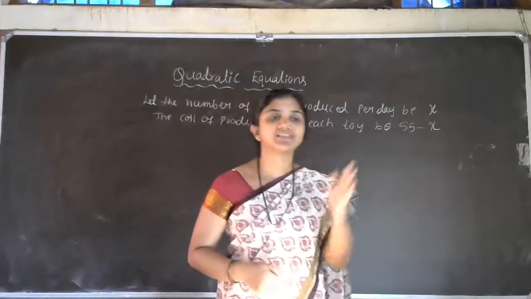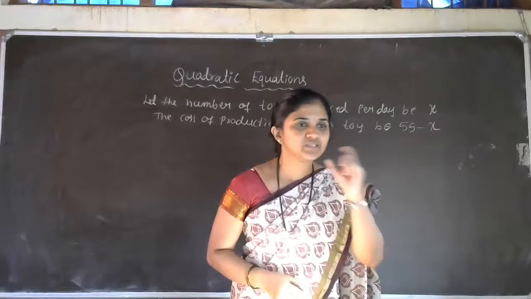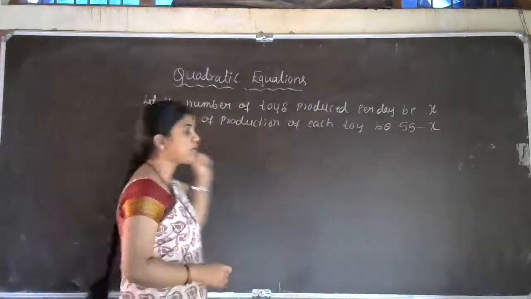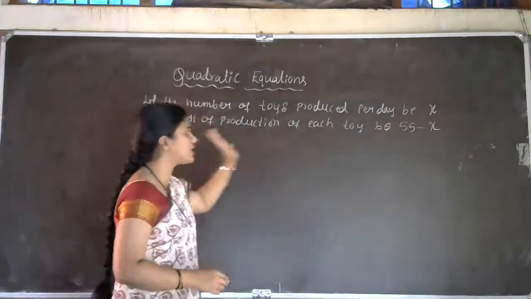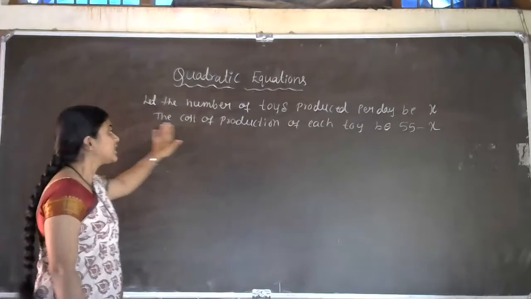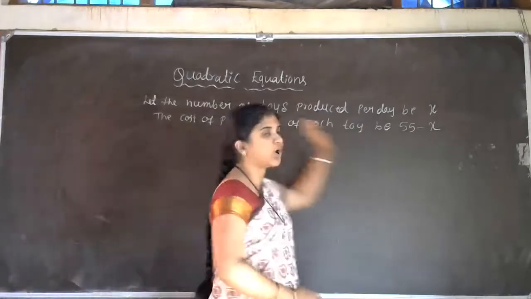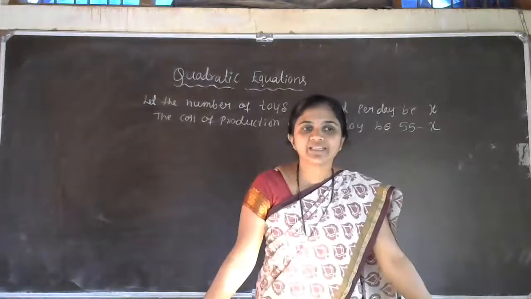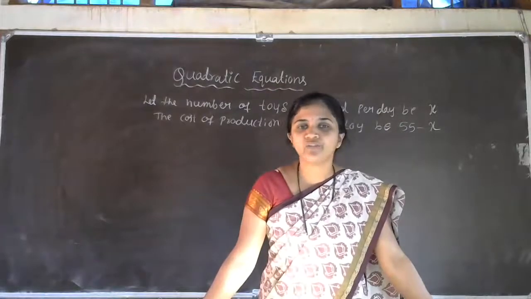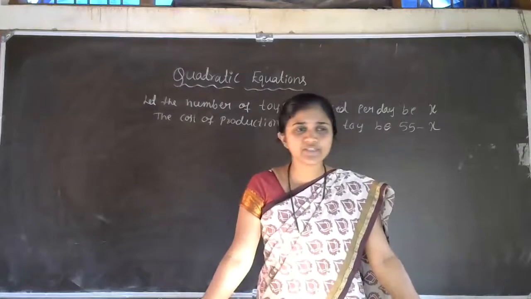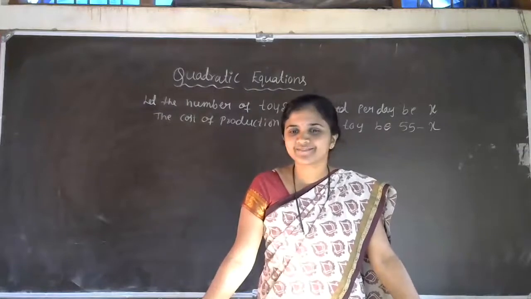So how to take the next step? Who is going to give the answer for this question? Yes. First step, you have got the idea now: let the number of toys produced per day be x. Second step, according to the statement, the cost of production of each toy is 55 minus x. What is the next step now? I need the answer from your side. Who is ready to give the answer for this?